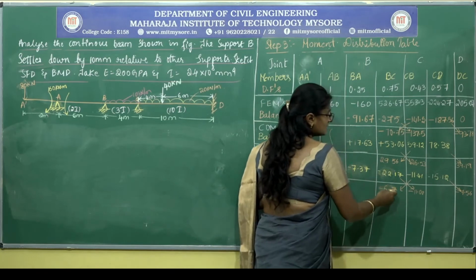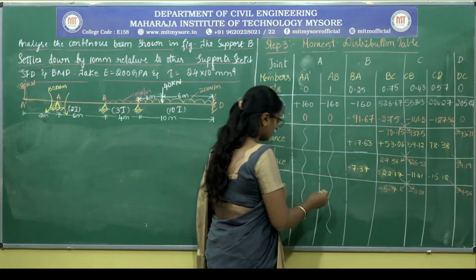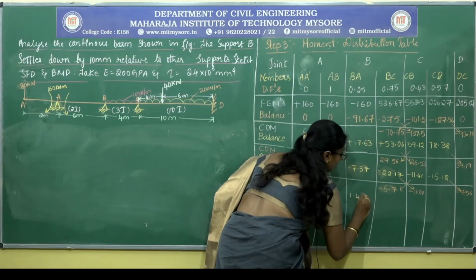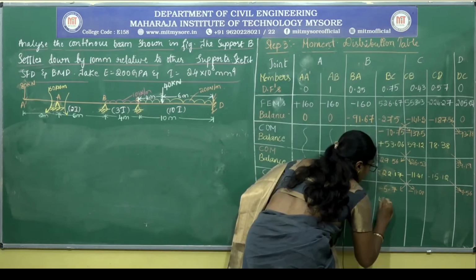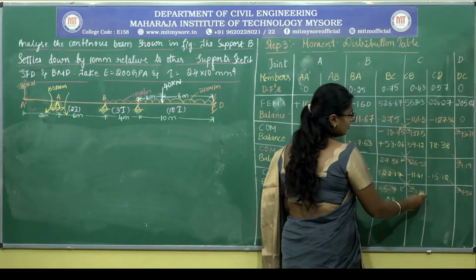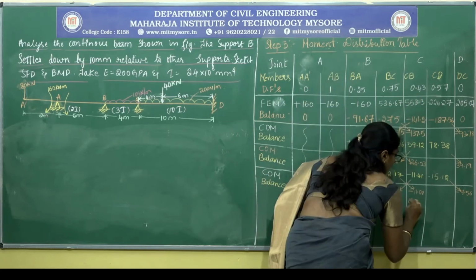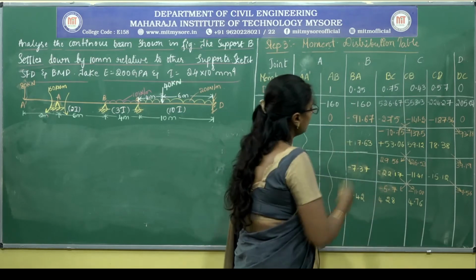Minus 5.7. To balance this, plus 5.7 into 0.25. 5.7 into 0.25 will give you 1.42, plus 5.7 multiplied by 0.75, 4.28. Minus 11.08 is the unbalanced moment. To balance this, plus 11.08 into 0.43, plus 11.08 multiplied by 0.57.